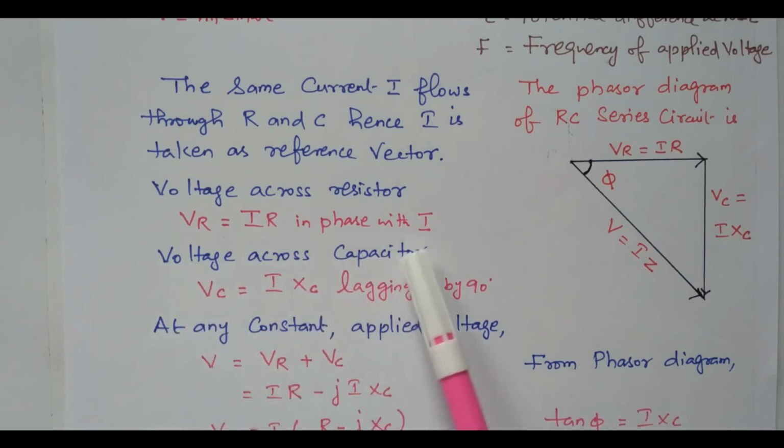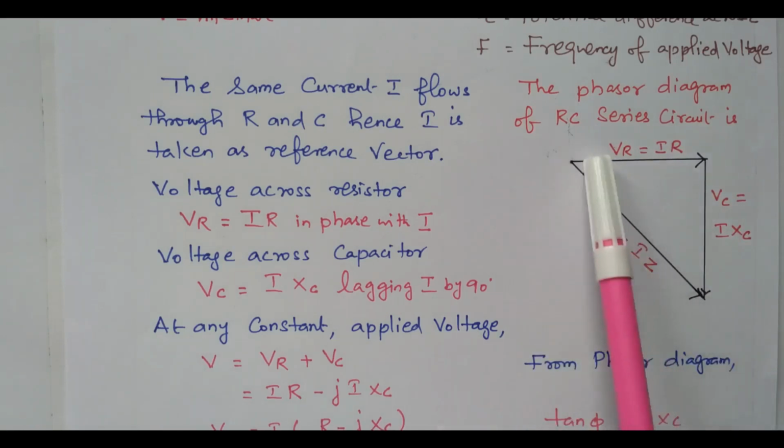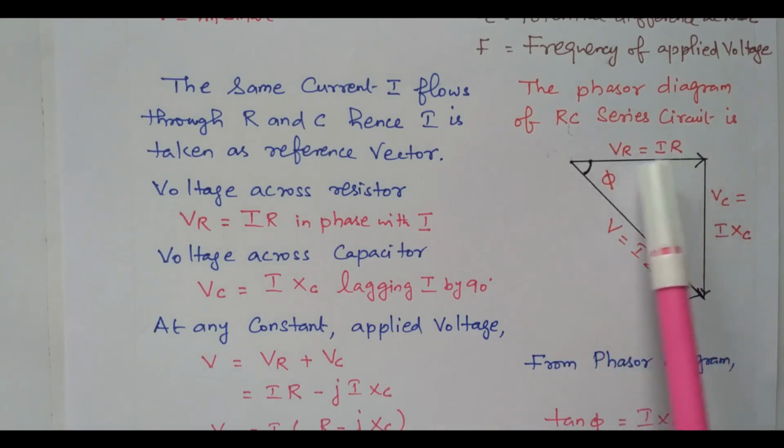The voltage across the capacitor VC equal to I into XC, where XC is the capacitive reactance. In a capacitor the current is leading, or in other words the voltage is lagging the current by 90 degrees. So the voltage is now lagging the current. Based on that we have the phasor diagram available. This is the voltage drop across the resistor, VR equal to IR.